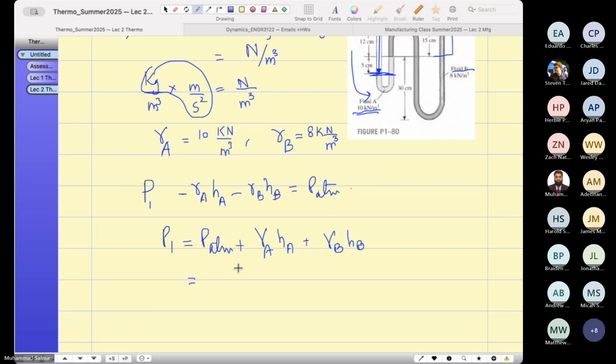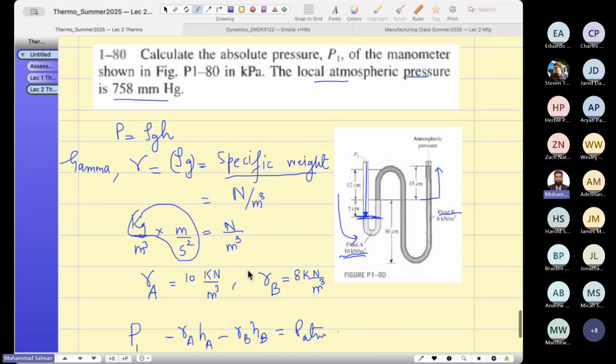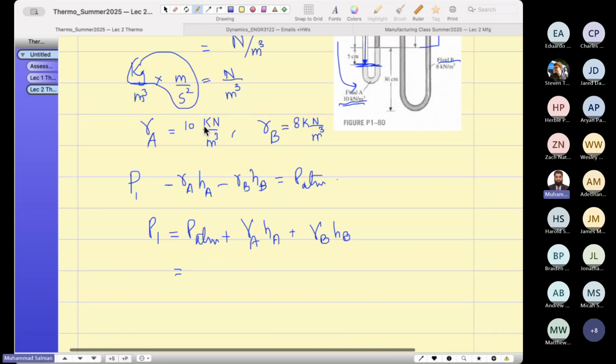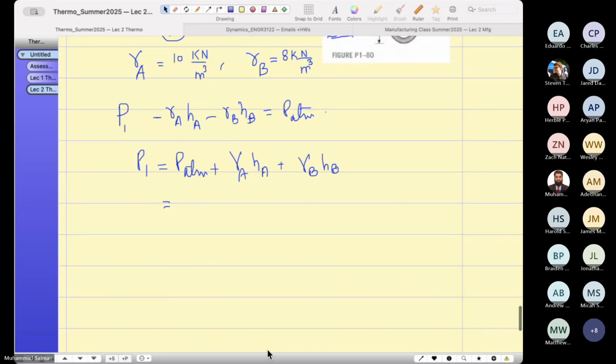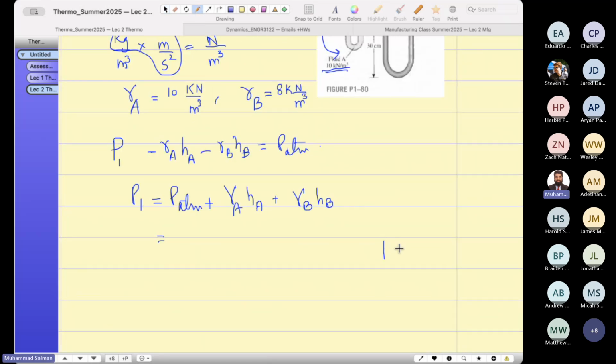Now let's do this. What is S750? 58 millimeter. So it is in millimeter, like the barometric pressure, so you have to convert it into pascals. I'm telling you that 1 millimeter of mercury equals 133 pascals, or 1 millimeter of mercury is 0.133 kilopascal. This is the unit conversion, and now you can convert atmospheric pressure, which is 758 millimeter of mercury, into kilopascals.